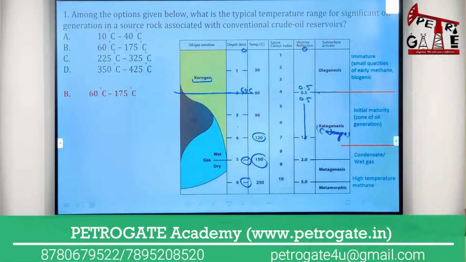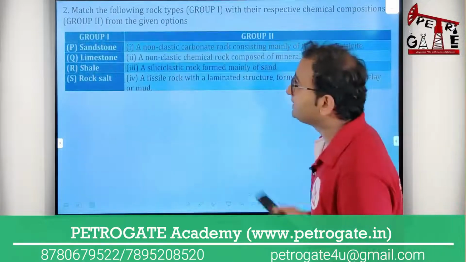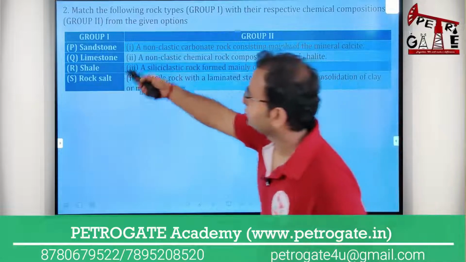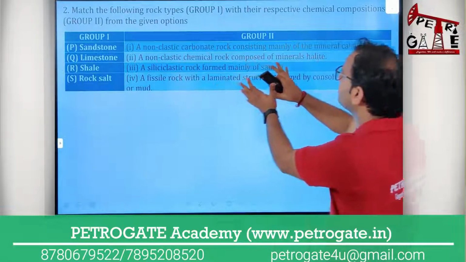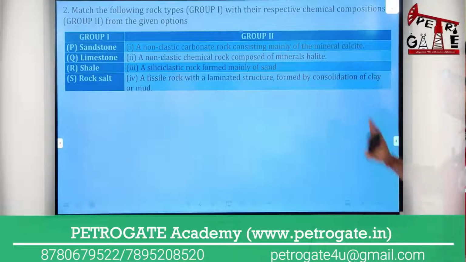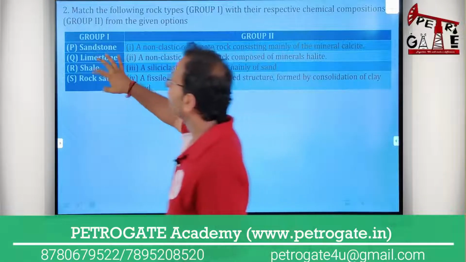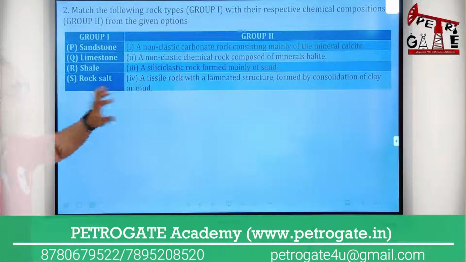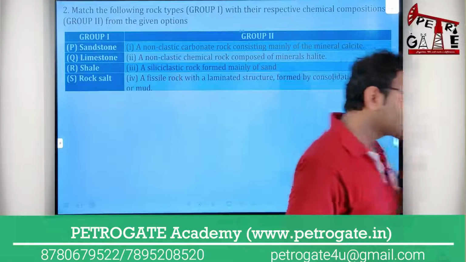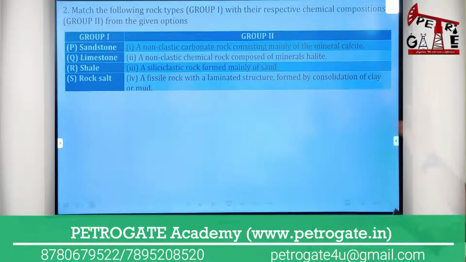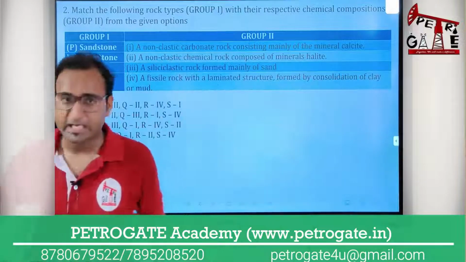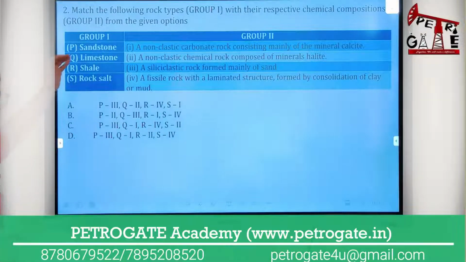Now the next question: he is asking to match the following rock types, with some properties or chemical composition of the rock. So I have to match which rock has which chemical composition. Which rock has which type of chemical composition, accordingly I have to match the following. No problem. So the given options are these. I am telling you some basic concepts and basic data about these particular rocks.